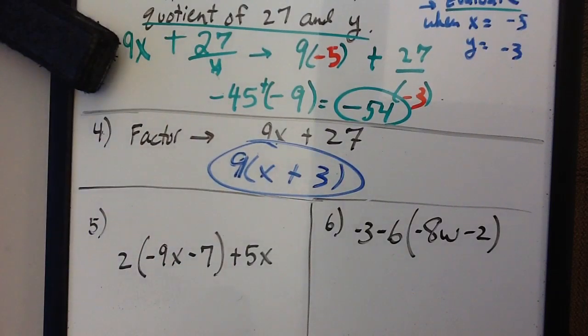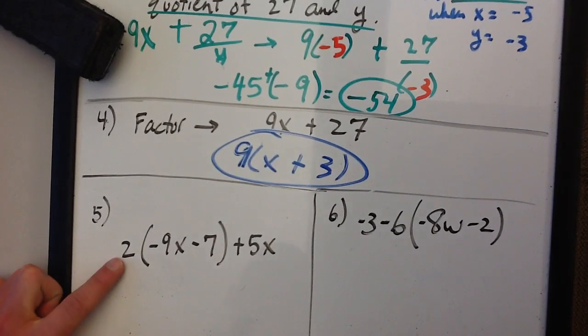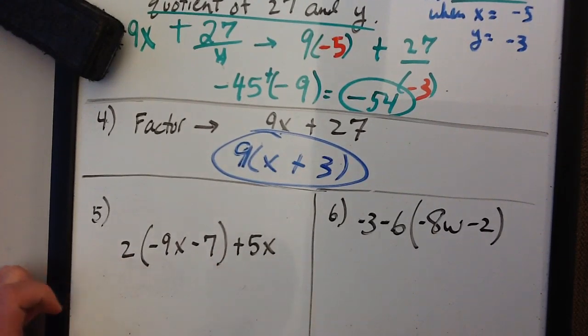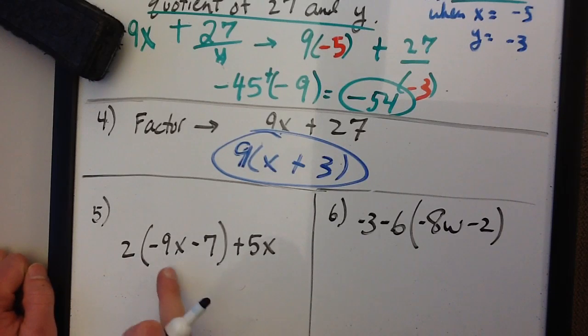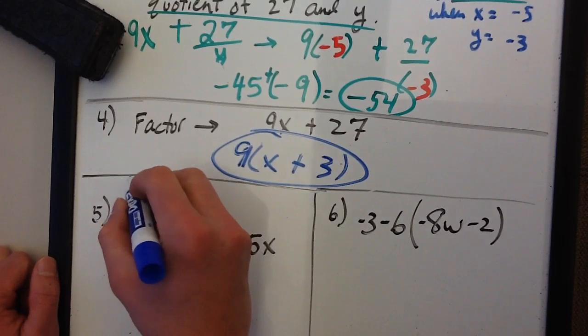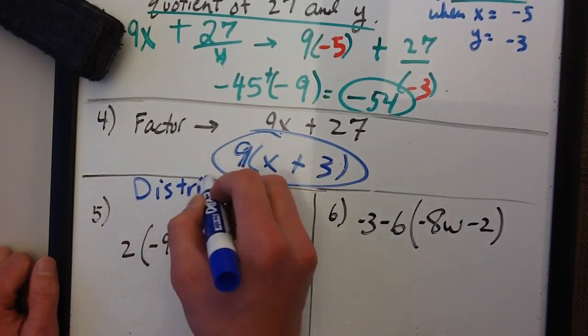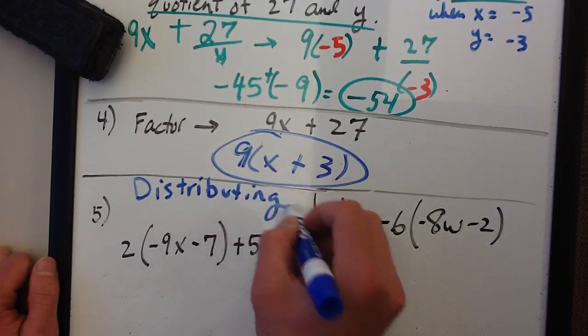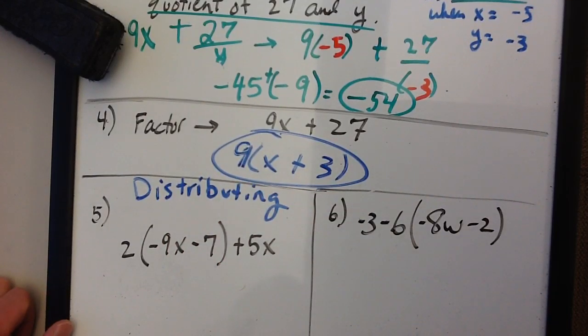Simplify the expression. Number 5, I have 2 times negative 9x minus 7 plus 5x. I have a number 2 written right next to parentheses. That signals multiplication. I need to multiply by distributing. I distribute by showing the rainbow. I show how I multiply that number times both of the terms inside the parentheses.